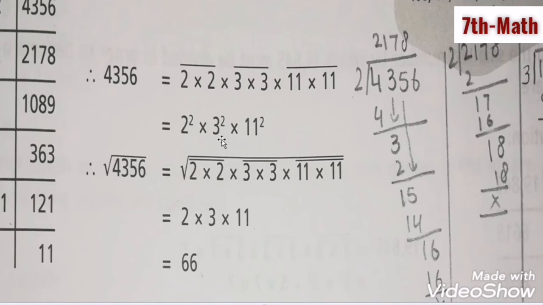So here we have the factors of this number, and now we apply the square root on both sides. Square root of 4356 is equal to the square root of all the factors. On this step all the squares will cancel with the square root. So all the numbers come out from under the root, that are 2 multiplied by 3 multiplied by 11, and we are going to multiply all the numbers. 2 multiplied by 3 is 6, 6 multiplied by 11 is 66. So we get 66 as the square root of 4356.